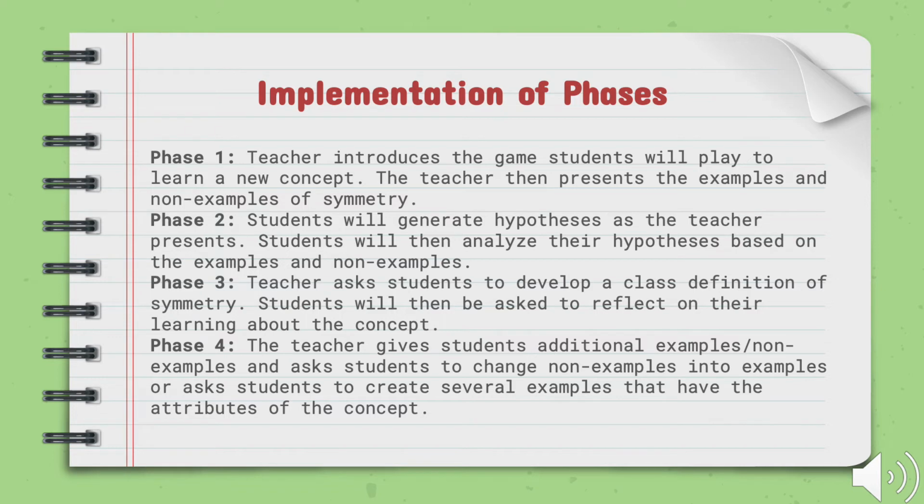In the third phase, the teacher is going to ask students to develop a class definition of symmetry and then reflect on their learning of the concept. What did they learn? How did they learn it? And what did they learn about analyzing the examples and non-examples, and were they surprised about their initial hypothesis?